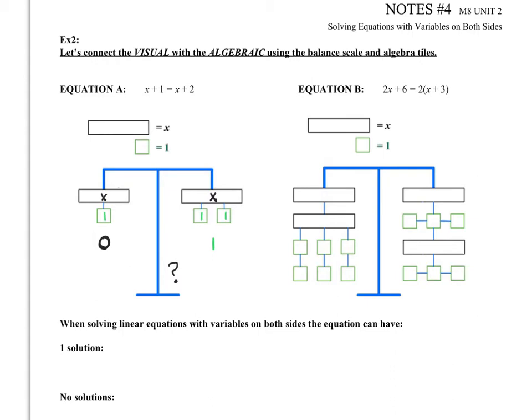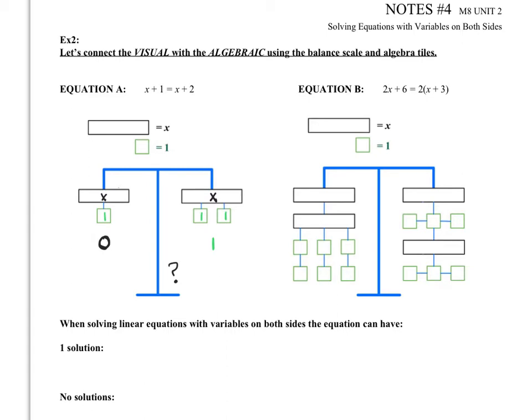That's kind of interesting. Now in equation B, I've got a similar kind of situation. So on the left side I've got 2 x's and 6 singles. And on the right side I've got a group of an x plus 3, but I've got that twice. So I've got 2 of those. And so again, I can think about it as if I were picking fruit off of the tree.